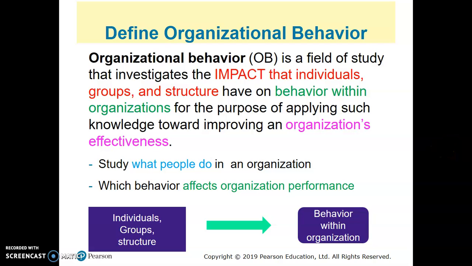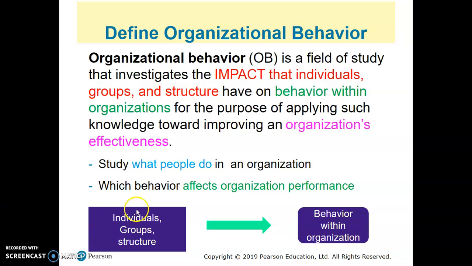Okay, part two of chapter one is about some organizational behavior. Organizational behavior is a field of study that investigates the impact of individuals, groups, and structure on behavior within the organization. So when we talk about organizational behavior, we're going to focus on individuals, groups, and structures, and how these three elements have an impact on behavior within the organization.